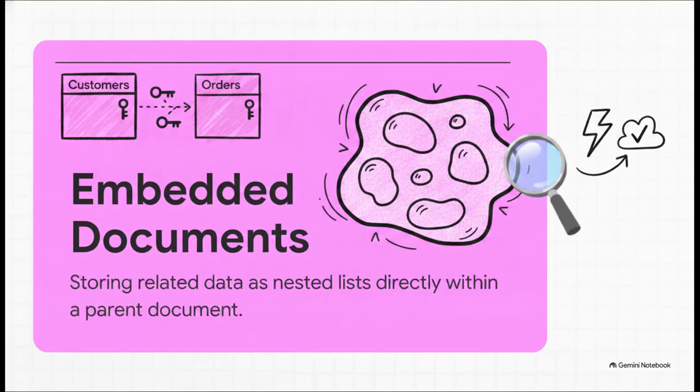Up next, Section 5, embedding and aggregation. In a relational database, if you have a customer's order, it's stored in a separate table and linked back with a foreign key. But MongoDB allows for a radically different approach, and that's embedded documents. You can actually take a customer's individual orders and store them as a genuinely nested list directly inside the main customer document. So when you query that customer, boom, you get all their orders instantly in a single read. No complex joins required whatsoever.